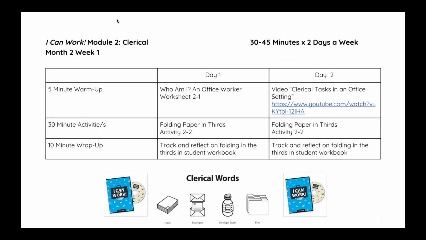I wanted to take a minute too to show you again, what would that look like? If I were to run this in my classroom, what would that lesson plan look like? So we're at that month 2, week 1. We've completed job readiness for a month. Now clerical is month 2. Still looking at twice a week, 30 or 45 minutes. The 5-minute warm up is a little varied. One day it's a video, clerical setting, and one day it's a who am I, all about an office worker.